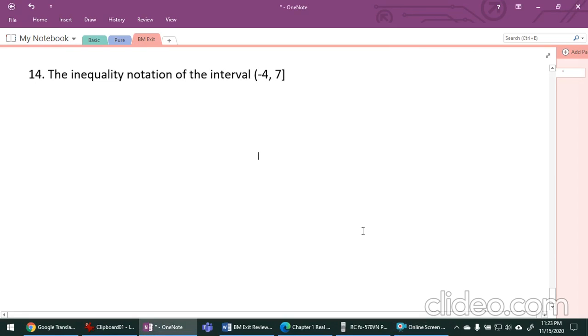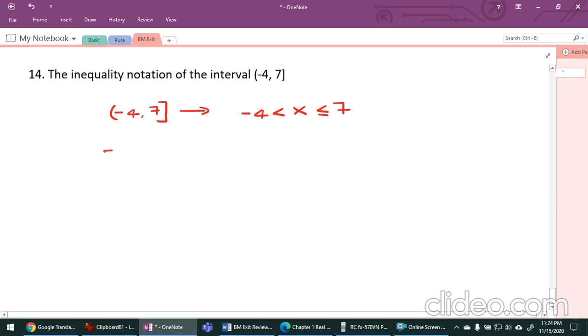Question number 14 is the inequality notation of the interval open -4, close 7. How will you write this? You have to write like this: -4 less than x less than or equal to 7. So if you have open, you have only less than. If you have close like this box bracket, then you should write less than or equal to.